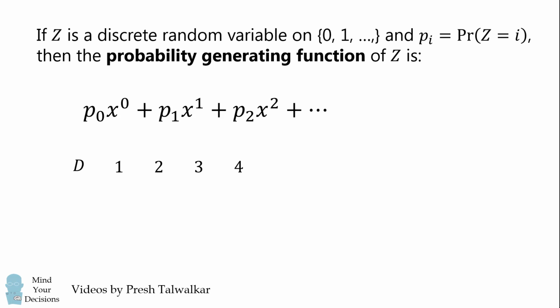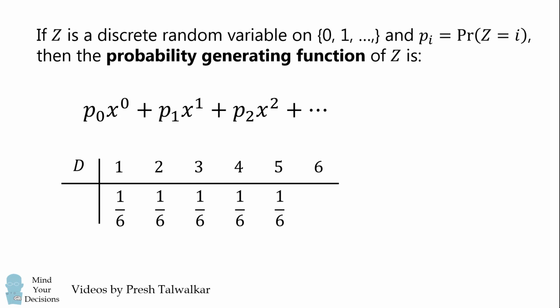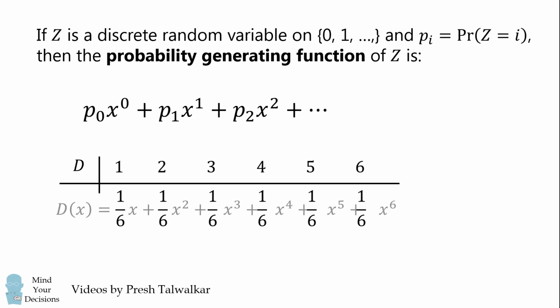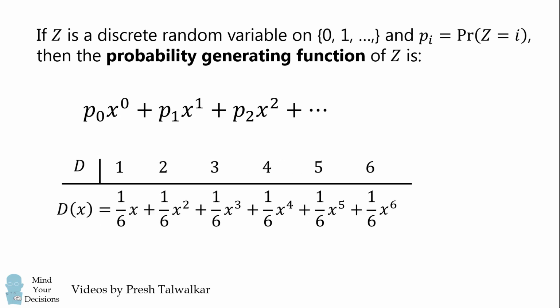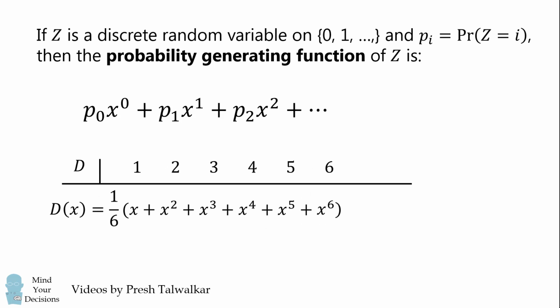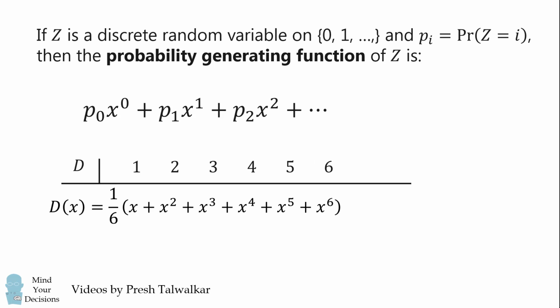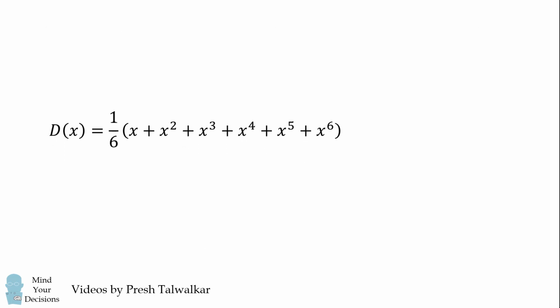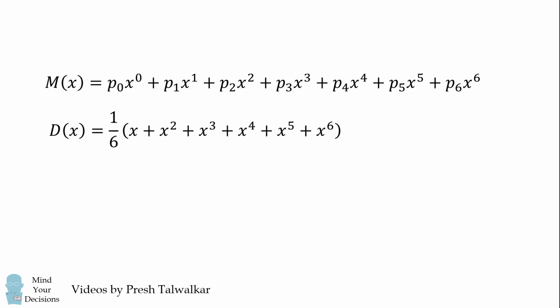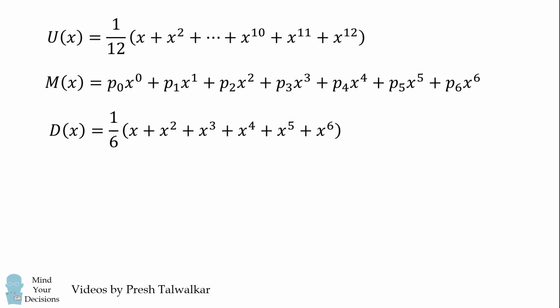Well, the fair die takes the realizations of 1 through 6, and each is equally likely to occur with a chance of 1 over 6. So what's its probability generating function? What we do is we attach the coefficients of x to the i to the probability of i. We can now factor out 1 over 6. So here's the probability generating function of the fair die. We can similarly create the probability generating function of the mystery die, and here's the probability generating function of the sums.